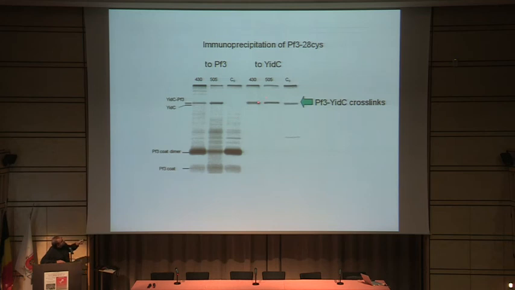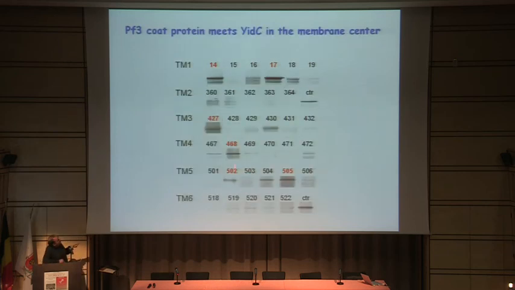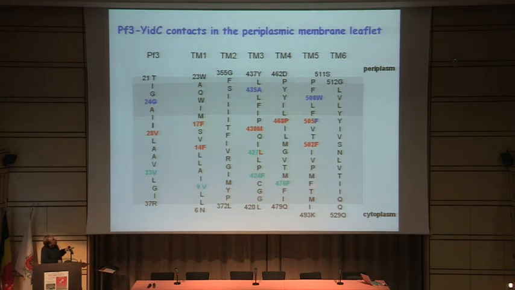And actually you see here a small doublet. Here is only the upper band. So this is the band which is YidC and bound PF3 coat protein, just linked by a disulfide. So we went through all these combinations of the coat protein, and then we just looked at the upper band. You see the upper band appears at position 14, 17, as I showed you before. So that's how we collect the data, and we went through all these transmembrane domains.